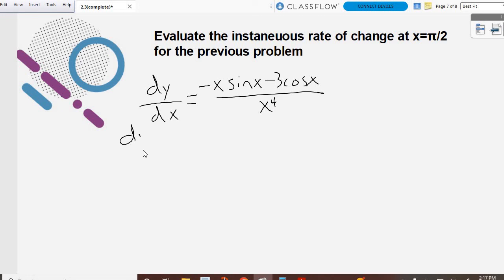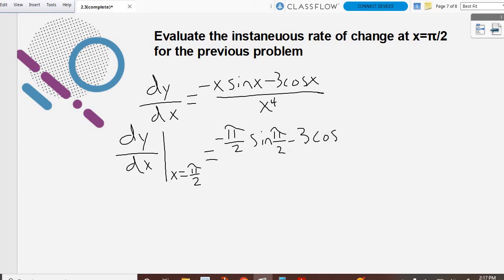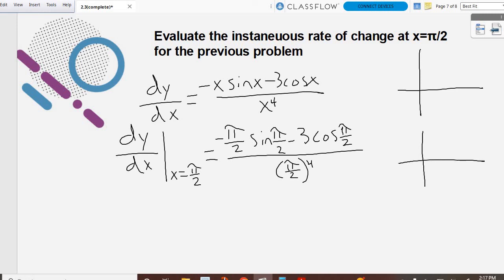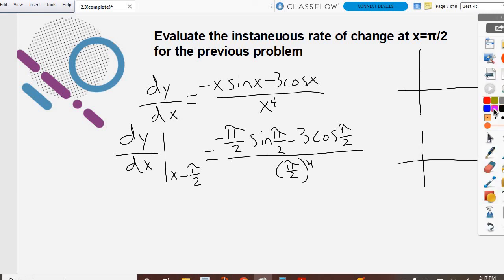And where are we evaluating that? At x equals pi over 2. So what am I plugging in? Pi over 2 in for all of our x's. Okay, that's a lot. However, some of our stuff is going to go away, which is kind of nice.